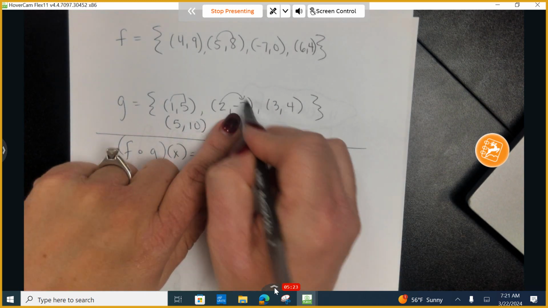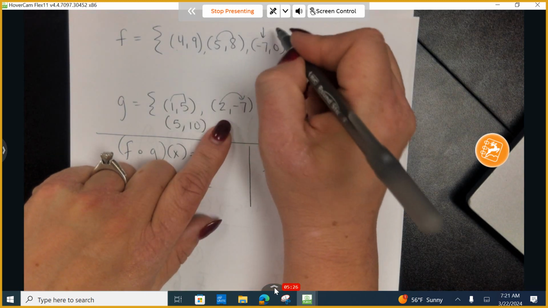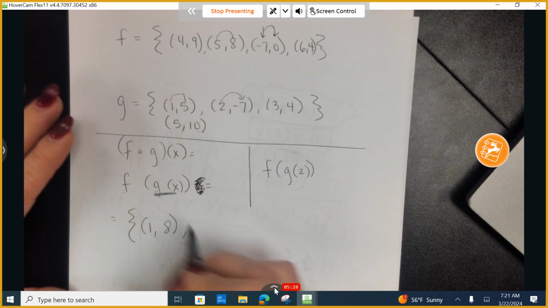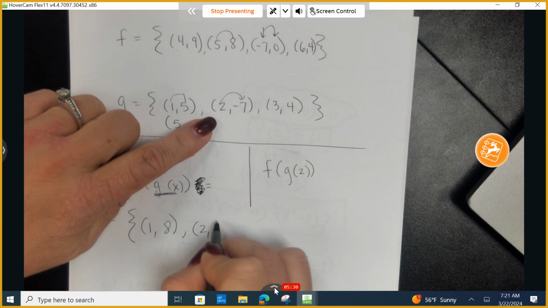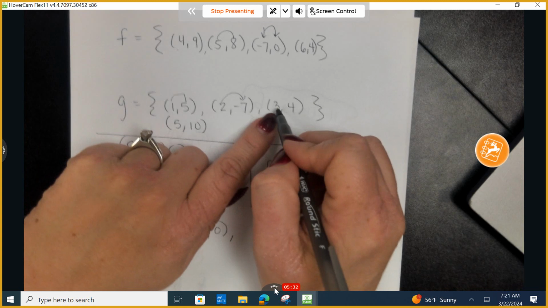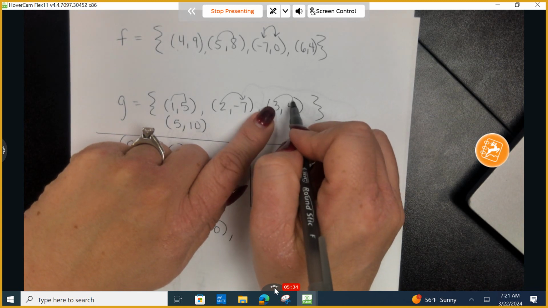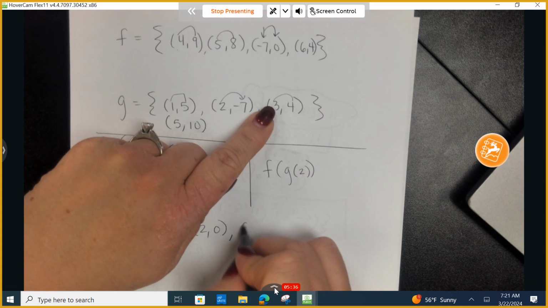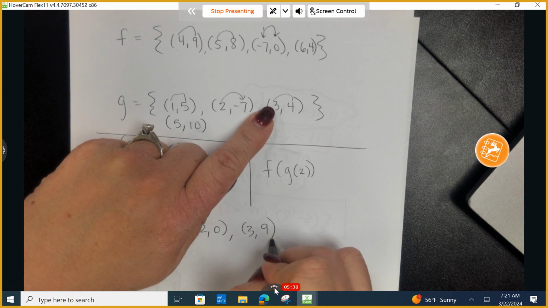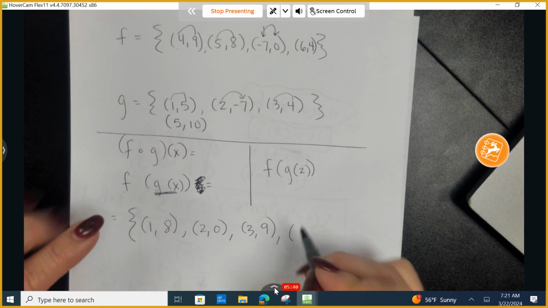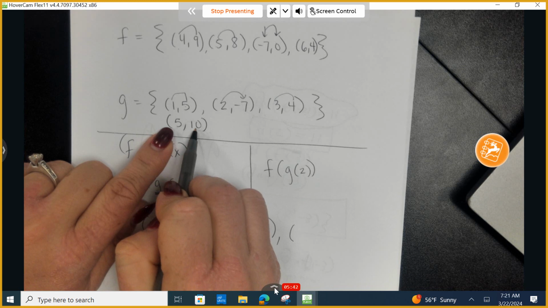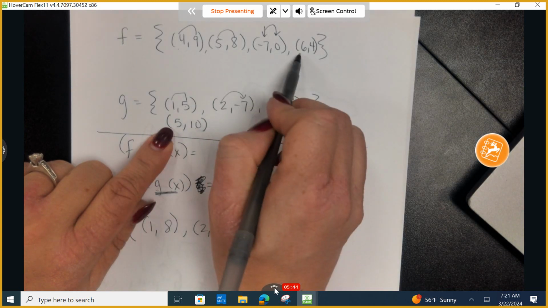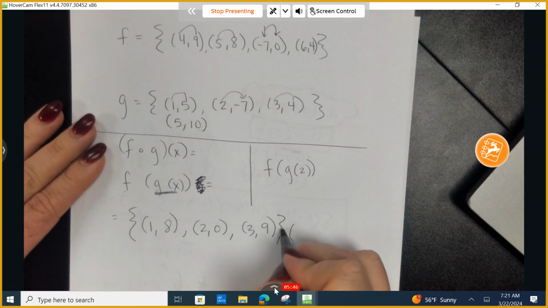2 maps onto -7. Oh, here's a -7. -7 from the input maps onto 0. So 2 goes with 0. Let's try 3. 3 goes to 4, and 4 goes to 9. So 3 has to go with 9. And let's try 5. 5 maps onto 10. Is there any 10s up here? There's no 10 for the input, so I just don't include it.